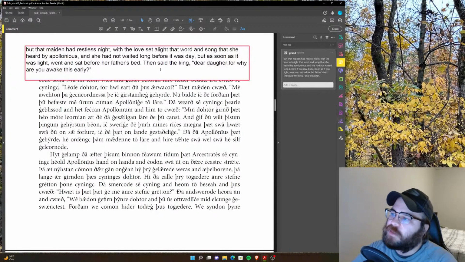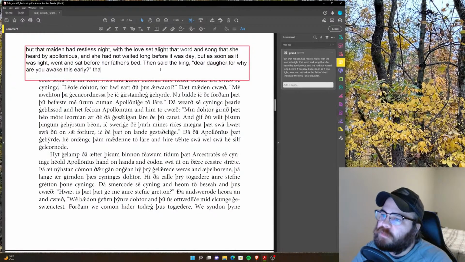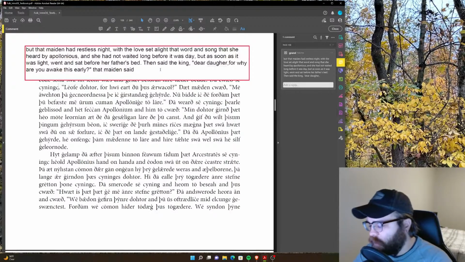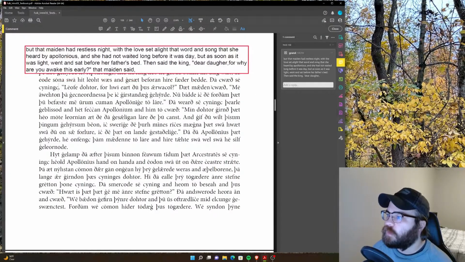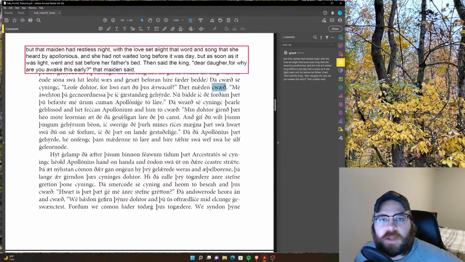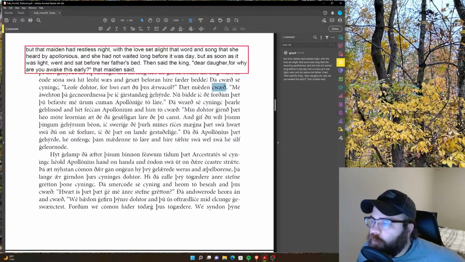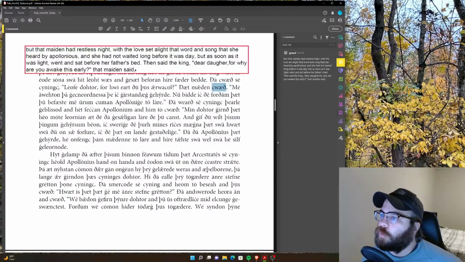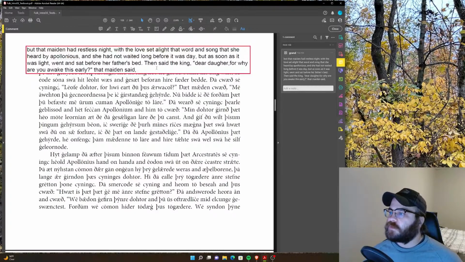Either way, that maiden quath. That maiden said. And for anyone wondering, quath is the same word for, you read any Edgar Allan Poe, and it is the word quoth. So, quoth. That maiden quoth, or that maiden said.